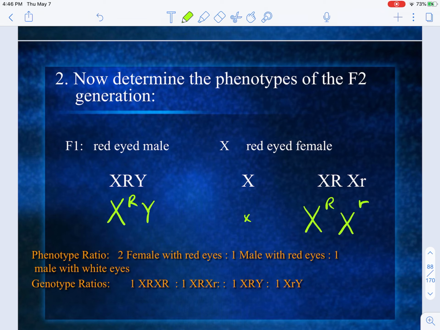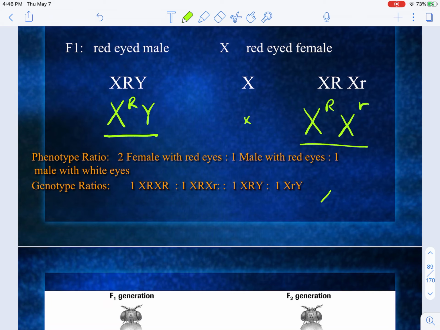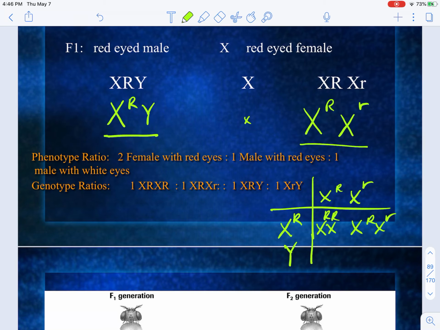So to do the F2, what they did is they took one of the red-eyed males, crossed it with one of the red-eyed females that's heterozygous, and you guys can try this cross on your own just to make sure you are used to working with your sex-linked genes. So there's two girls who are red eyes but different genotypes, and here's a red-eyed male offspring, and here's a white-eyed male offspring. Incidentally, all four of these are all four different genotypes.